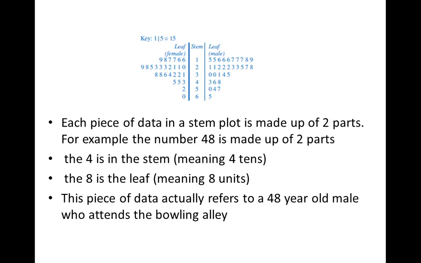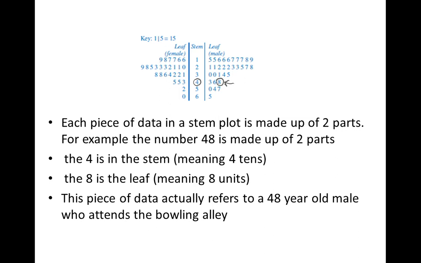Okay, now here's this same stem and leaf plot. We're going to have a look at this in a little bit closer detail. We're going to begin by noticing that each piece of data in a stem plot is made up of two parts. I'm going to highlight one particular point here, and circle it. That number there you may see is just an 8, but it actually is representing the number 48. The 4 from the stem is the 4 tens part, and the 8 over in the leaf is the 8 units part. This particular 8 here is representing a 48-year-old male who attends the bowling alley.